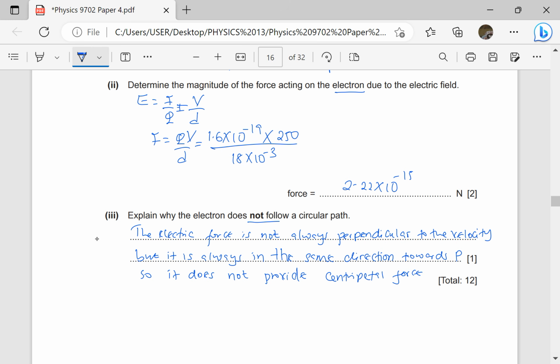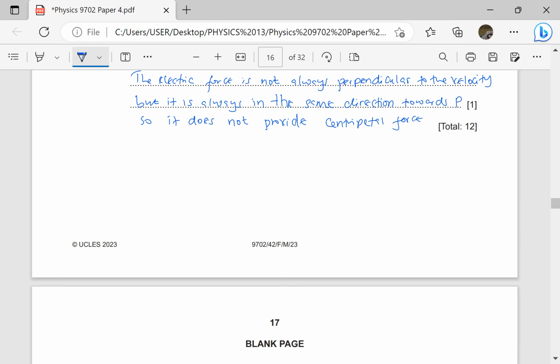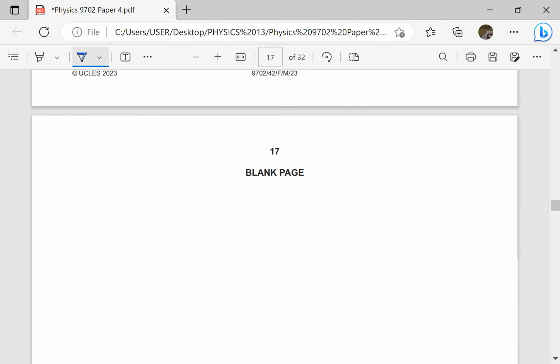But here, the force remains in one direction towards the positive plate, plate P. Therefore, it is not always perpendicular to the velocity, and if the force is not always perpendicular to the velocity, it cannot provide centripetal force. So the electron does not follow a circular path. It instead follows a parabolic path.